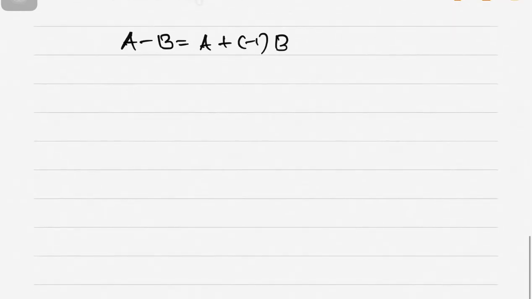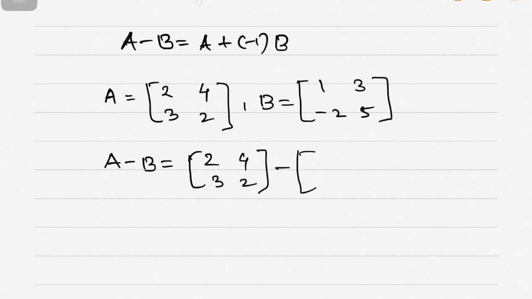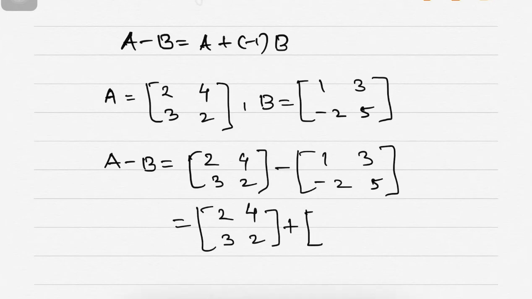Let A be [2, 4; 3, 2], and B be [1, 3; -2, 5]. So A minus B will be written as [2, 4; 3, 2] minus [1, 3; -2, 5], or [2, 4; 3, 2] plus, this minus 1 will be absorbed inside the matrix, so it will become [-1, -3; +2, -5].